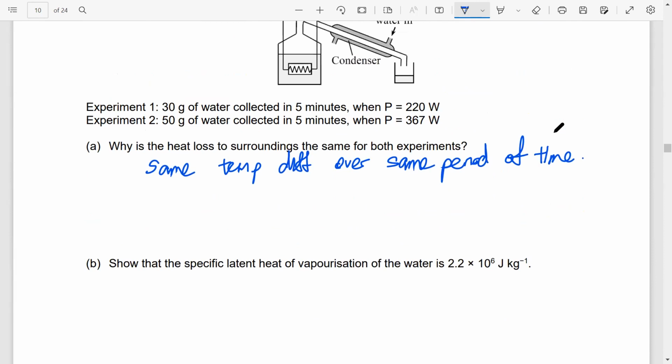And find the specific latent heat. So in this case, you'll be using Q equals ML. The Q again is the energy supplied. So for experiment one, it will be mc delta theta. Wait, mc delta theta, careless. We're talking about latent heat, sorry. So we'll be using Q equals ML. 2.2 times 10 to the power 6.